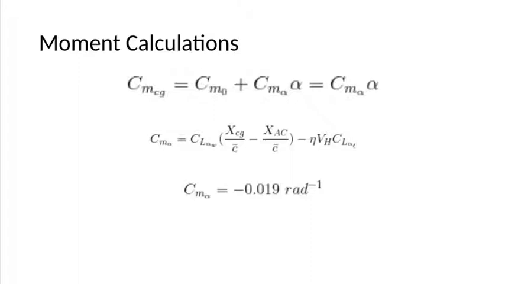And that's because CM naught of the flat plates that we used for our wing and our tail are actually equal to 0. So that means the CM naught of the configuration with the wing and the tail is also equal to 0. So CMCG is equal to CM alpha times alpha, where CM alpha is calculated by the equation in the middle right here, and we got CM alpha to be minus 0.019, and since that is negative, that indicates that our glider has longitudinal stability.